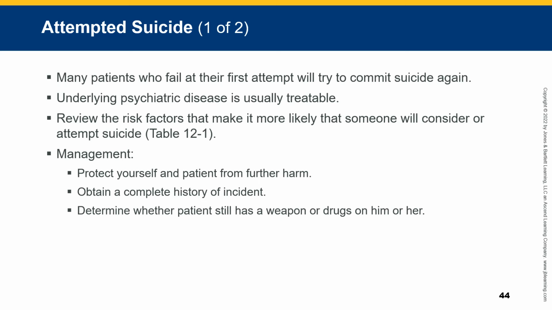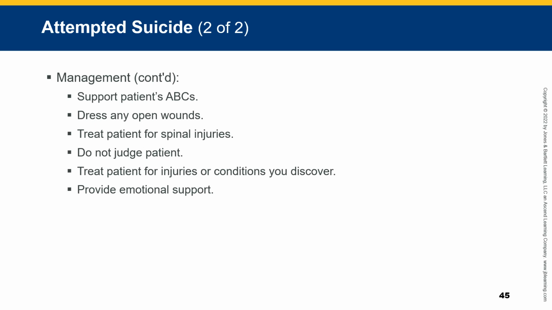Management of an attempted suicide consists of the following steps. First, protect yourself and the patient from further harm. Second, obtain a complete history of the incident. And third, determine whether a patient still has a weapon or drugs on him or her. Fourth, you should support the patient's ABCs if and as needed. Fifth, make sure to dress any open wounds. Sixth, treat the patient for spinal injuries if indicated. Seventh, do not judge the patient. Treat him or her for injuries or conditions that you discover. And eighth, provide emotional support for the patient and the family.